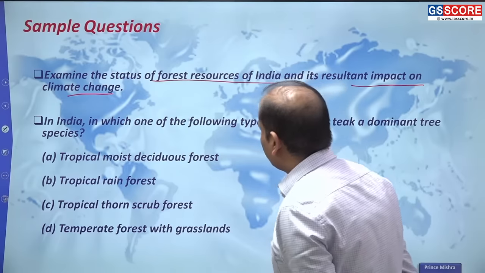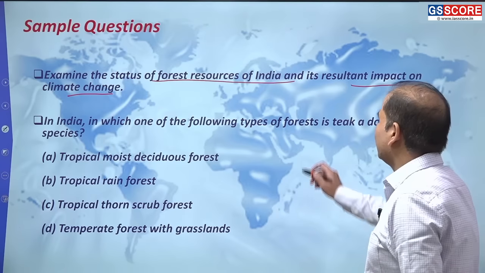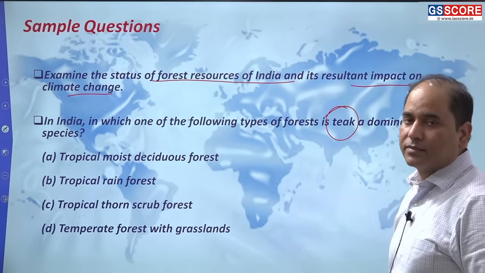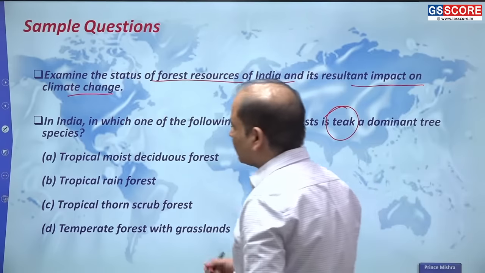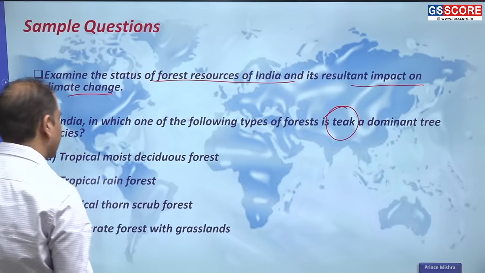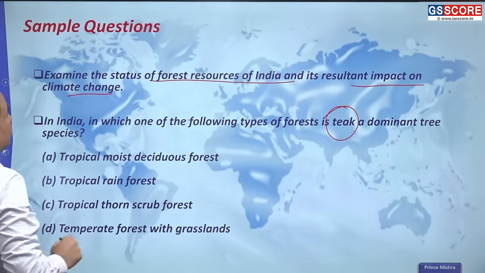In India, in which one of the following types of forest is teak a dominant tree species? So a straightforward question. The variety of tree that is prevalent in one of the natural vegetation, whether it is tropical moist deciduous, or tropical rainforest, or tropical thorn, or temperate forest with grassland.